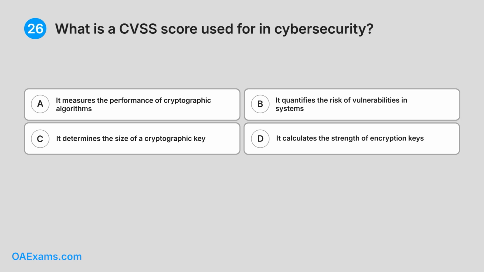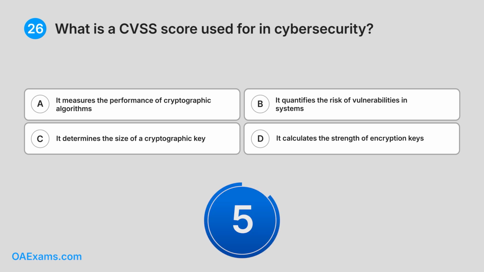26. What is a CVSS score used for in cybersecurity? A. It measures the performance of cryptographic algorithms. B. It quantifies the risk of vulnerabilities in systems. C. It determines the size of a cryptographic key. D. It calculates the strength of encryption keys. Do you know the answer?